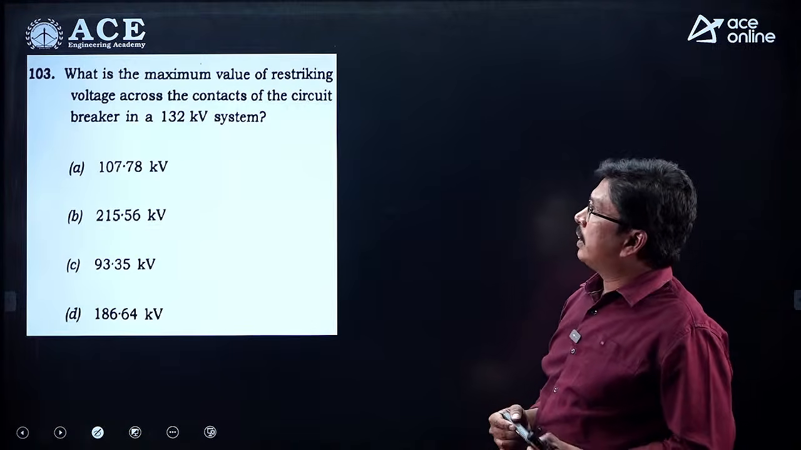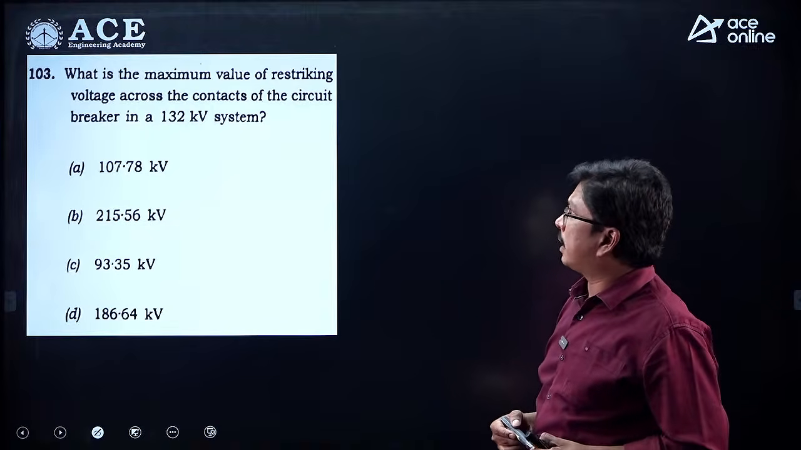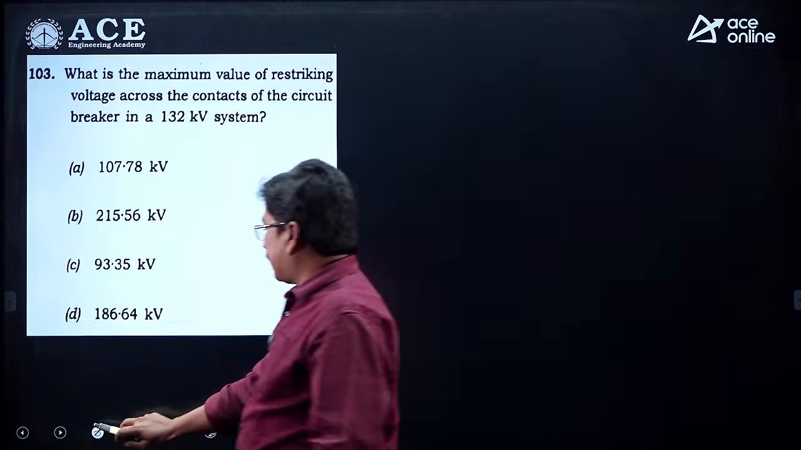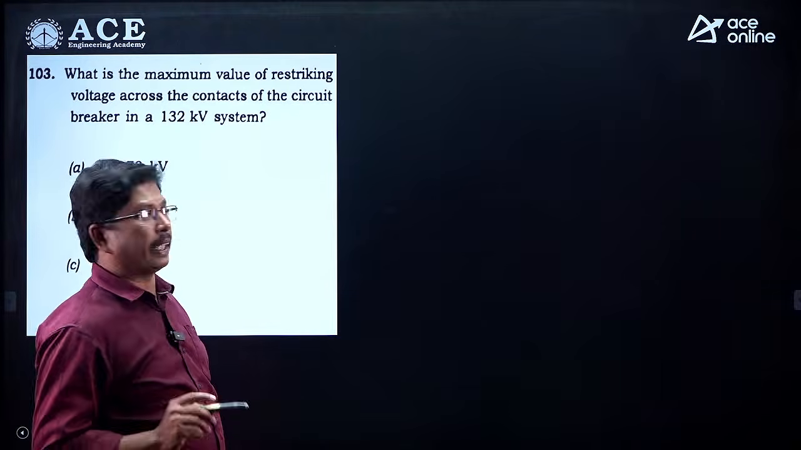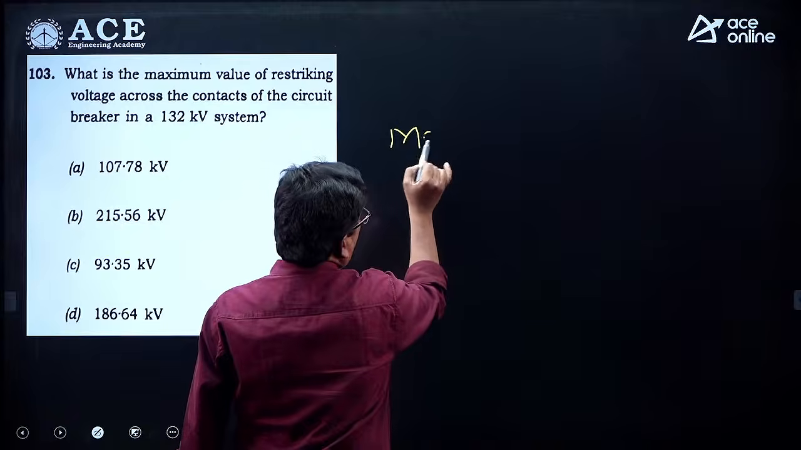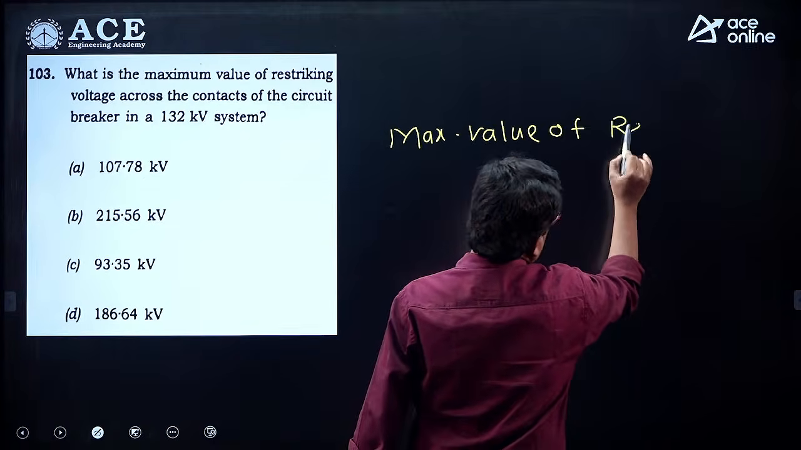Right. So the next question, what is the maximum value of restriking voltage across the contacts of circuit breaker? The maximum voltage across the circuit breaker contacts is the maximum value of restriking voltage. So what is the maximum value of restriking voltage?